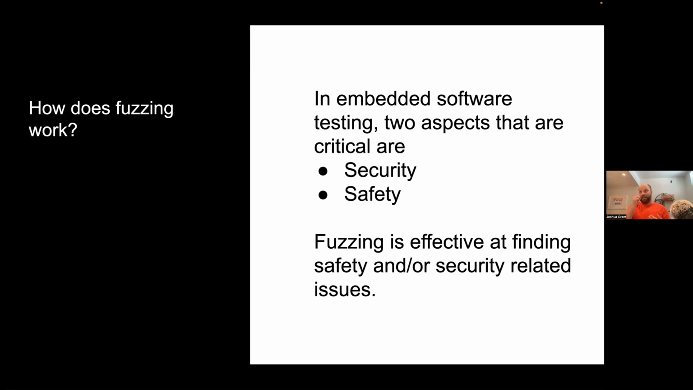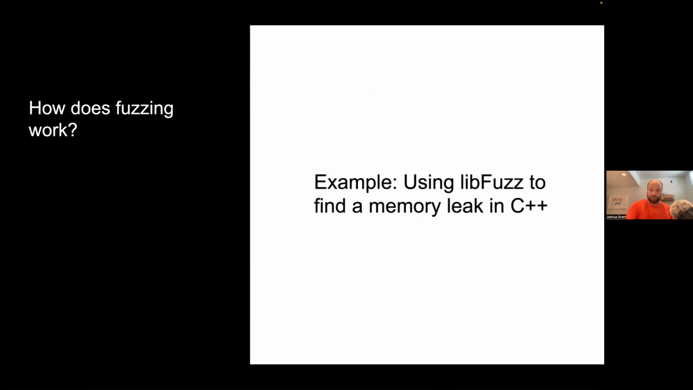C++ is infamous for having memory leaks, resource leaks. You might allocate or not allocate memory properly, and it causes issues. So a lot of fuzzers have been developed specifically in the C++ world for issues like this. I'm going to show an example. One of the most well-developed fuzzers is libFuzzer, and this is going to find a memory leak in C++. So let's take a look over here.